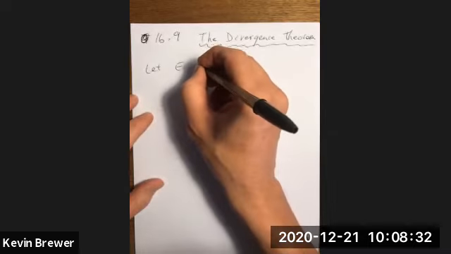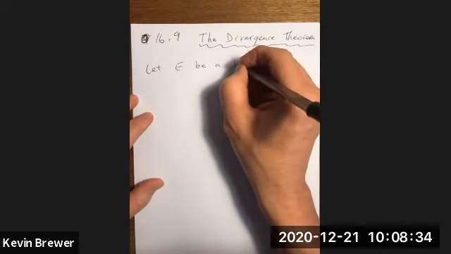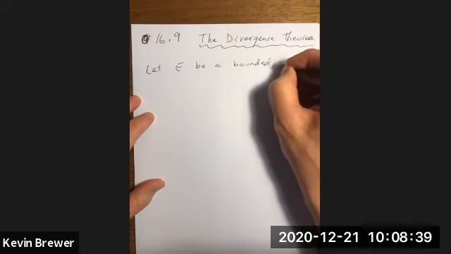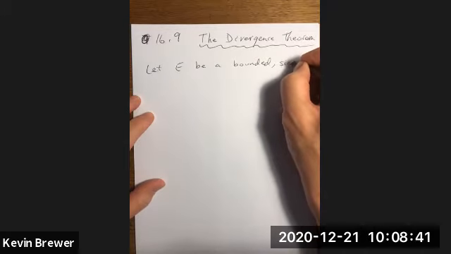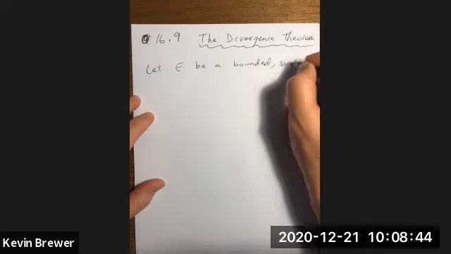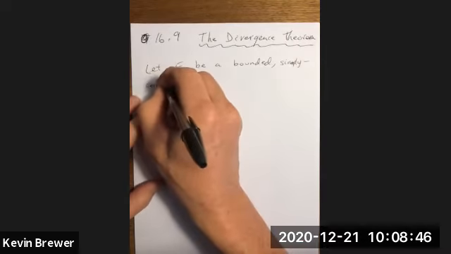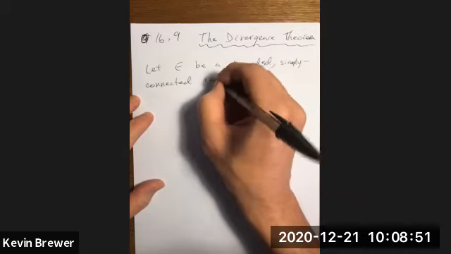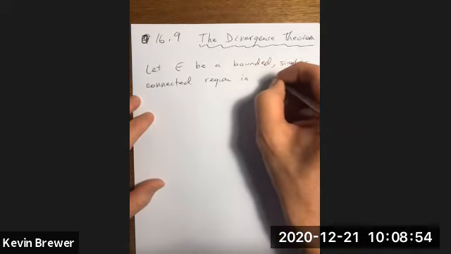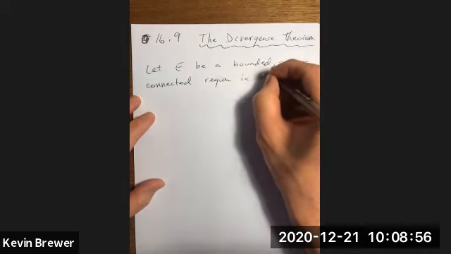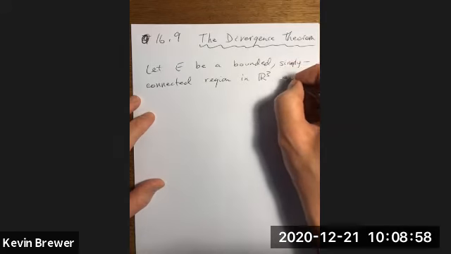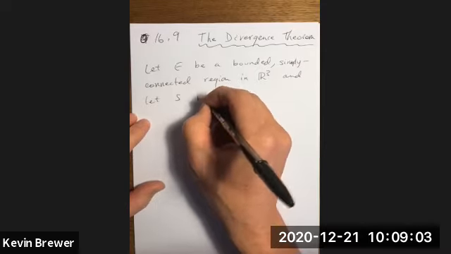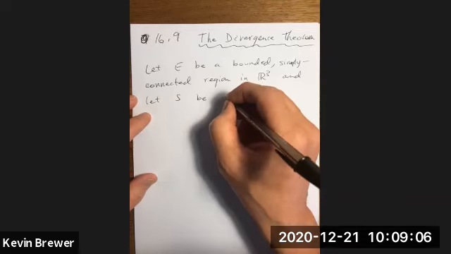We let E be a bounded, simply connected region in R3, and let S be the boundary surface of E.